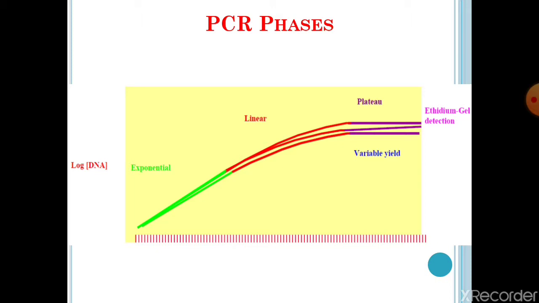The plateau phase is where the traditional PCR takes its measurement, also known as endpoint detection. So in traditional PCR, after the run is complete and the plateau is reached, we will use, for example, an agarose gel and stain it with ethidium bromide. Then we can have our results.